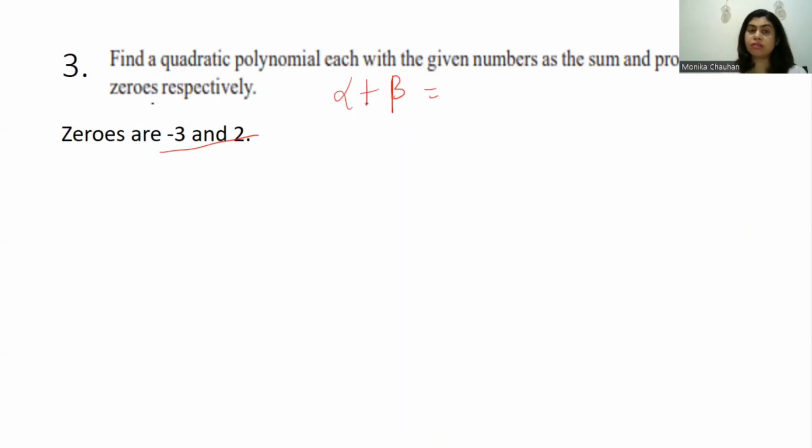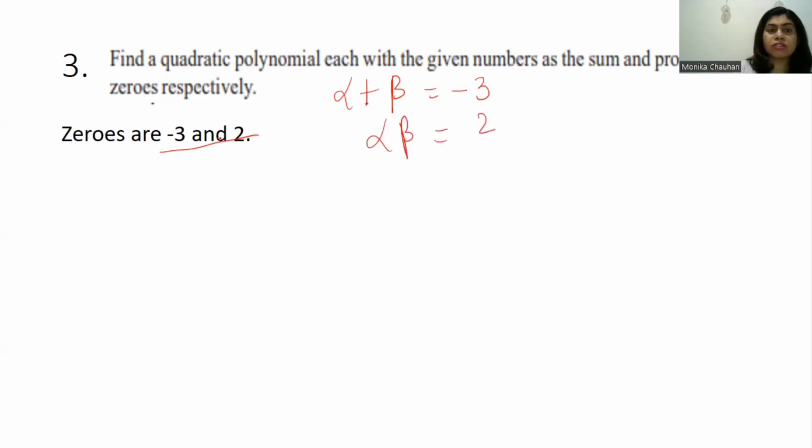Alpha is one zero and beta the other. Sum of the zeros, yeah, so alpha plus beta. So it is my sum of the zeros, alpha plus beta, as -3, and product of the zeros, alpha and beta, as 2.